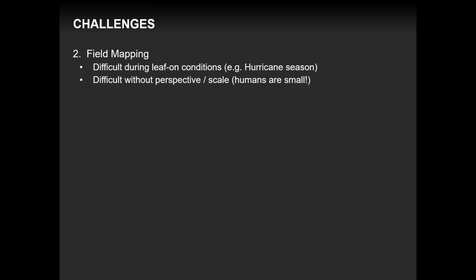So another challenge, related to this, is field mapping. Typically we have to do this all year long. We have a lot of work to do, and during leaf-on conditions, hurricane season, which is when we have the most landslide activity in western North Carolina, it can be very difficult to map. You can see so much more between the months of November and March here in western North Carolina.